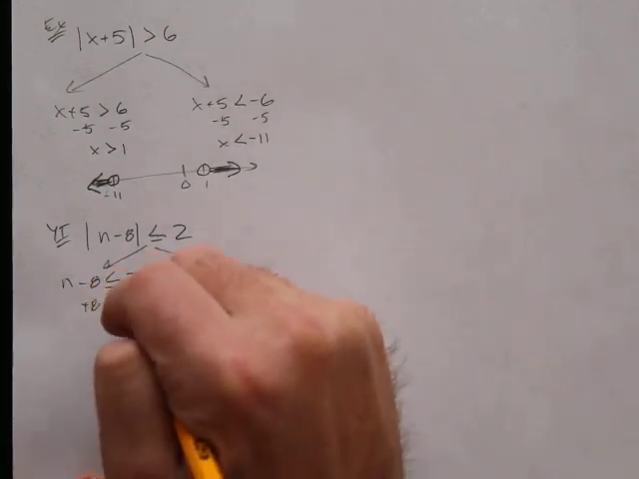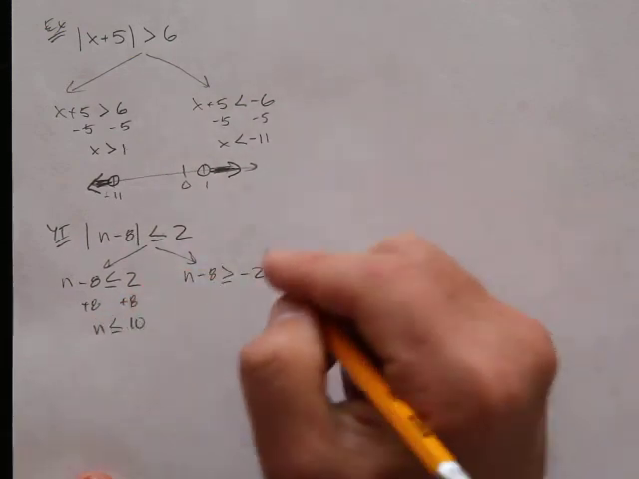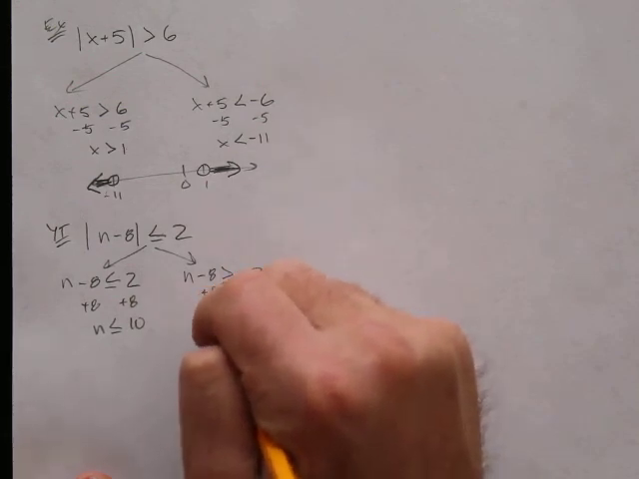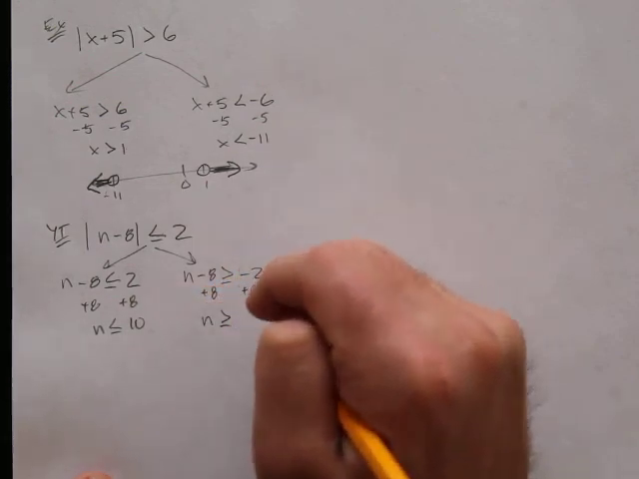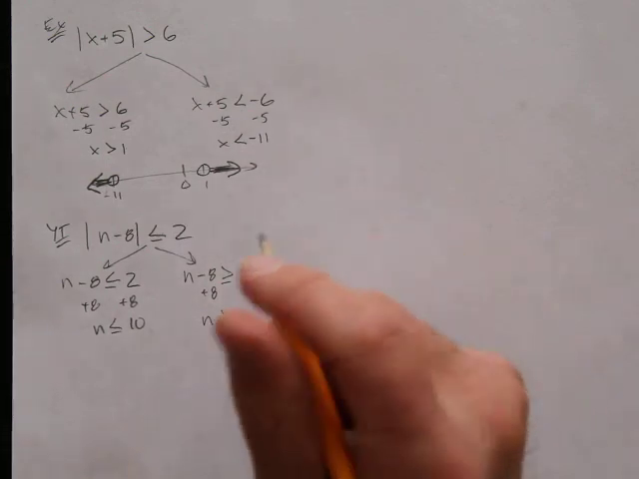Add 8 to both sides. N is less than or equal to 10. Add 8 to both sides. N is greater than or equal to negative 2 plus 8, which is 6. What's left over between those? 6.